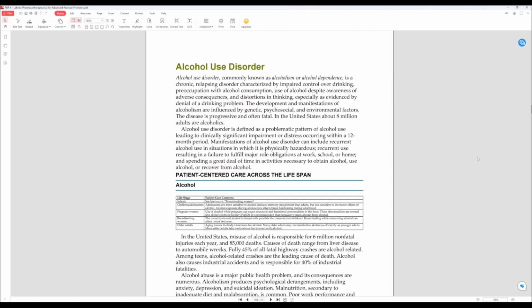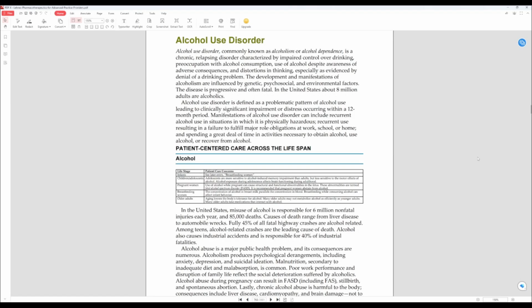So now we can speak on alcohol use disorders, also known as alcoholism or alcohol dependence, which is a chronic relapsing disorder characterized by impaired control over drinking, preoccupation with alcohol consumption, the use of alcohol despite awareness of adverse consequences, and distortions in thinking, especially as evidenced by denial of a drinking problem. The development and manifestation of alcoholism is influenced by genetic, psychosocial, and environmental factors. The disease is progressive and often fatal.